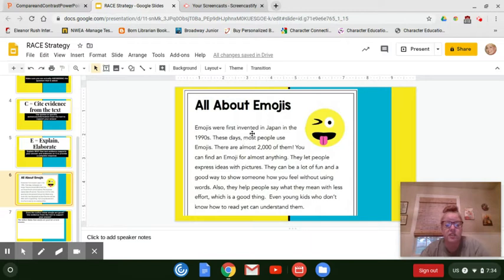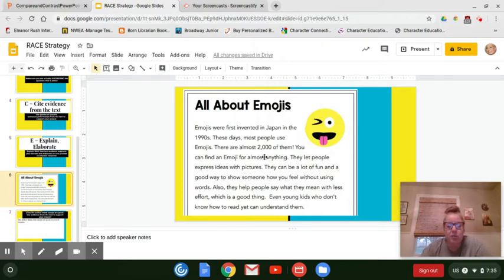Well, first invented in Japan in the 1990s, that really doesn't tell us whether or not emojis are good. It just tells us when and where they were invented. These days, most people use emojis. Again, that doesn't really tell us that emojis are good. It just tells us that they're very widely used. There are almost 2,000 of them. That means there's a lot. It doesn't really tell us if the author thinks they're good.